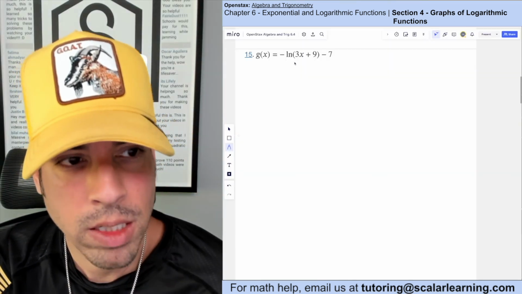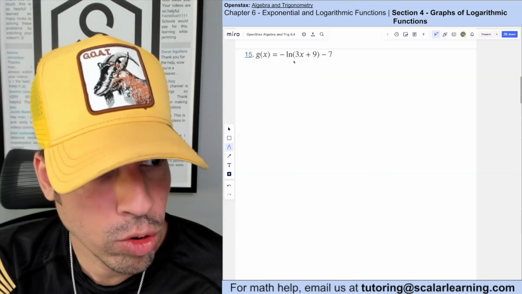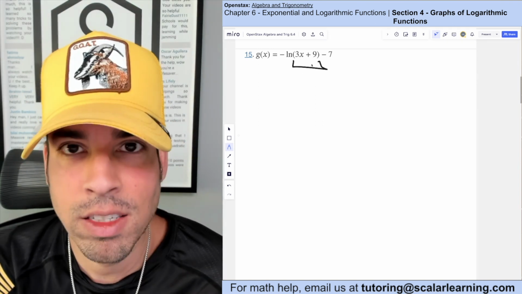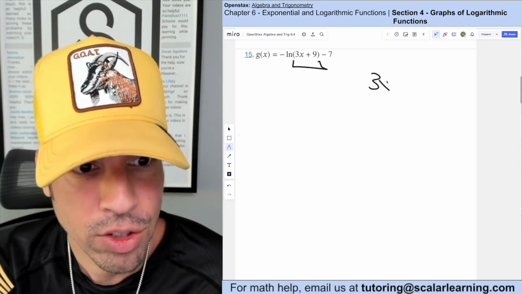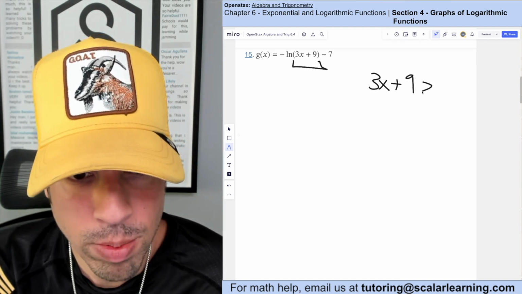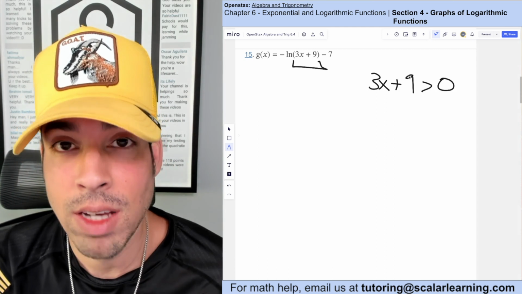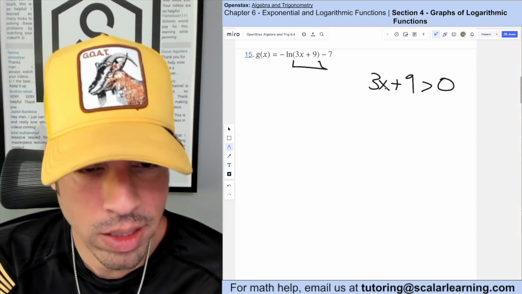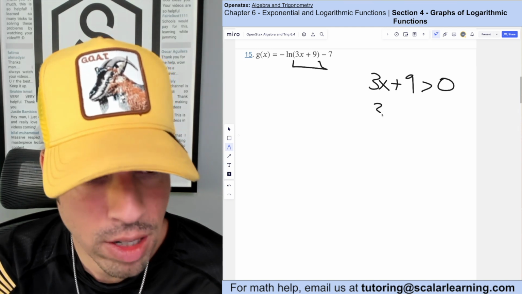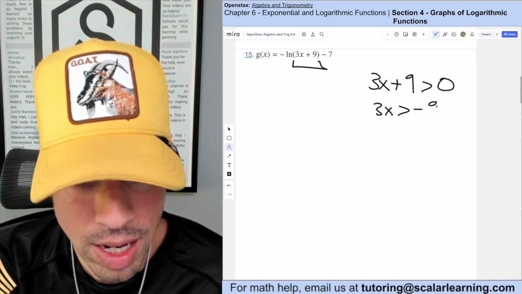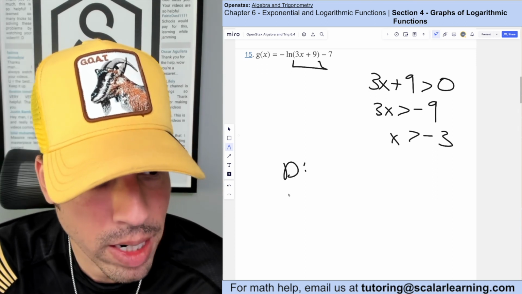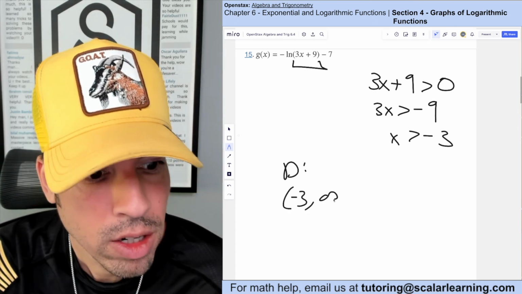For this one, we're meant to find the domain and the vertical asymptote. So we're going to start with the fact that the argument for this logarithm has to be greater than 0. That is what is allowed for logarithms. So we know that 3x plus 9 must be greater than 0, and this is the definition of the domain, right? What does x have to be greater than for this to work? So we're going to subtract 9 from both sides. 3x is greater than negative 9, divide by 3, x is greater than negative 3. So this is my domain, everything from negative 3 to infinity.